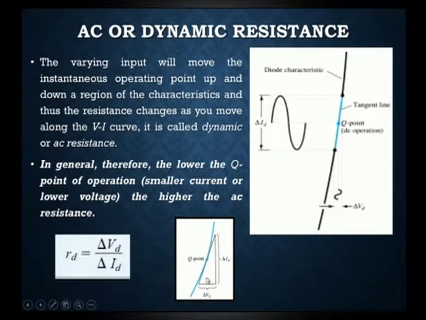Here we can observe how we draw a slope tangent to this Q point and find the Vd and Id values. Those Vd and Id values help us find rd, that is, the dynamic resistance.